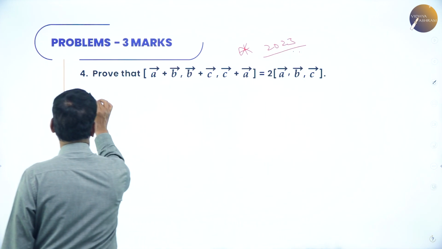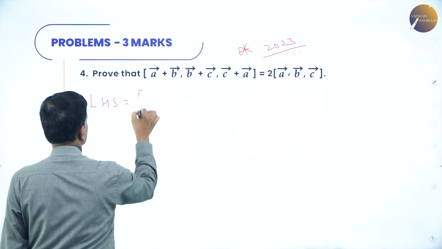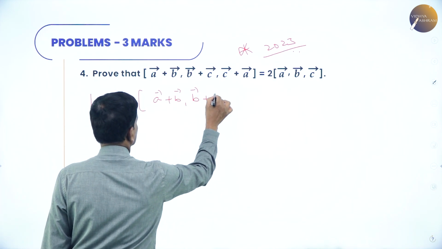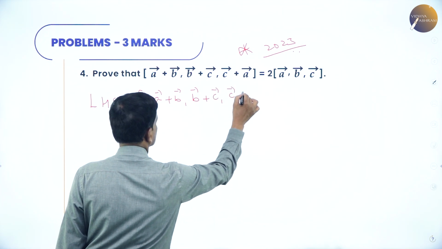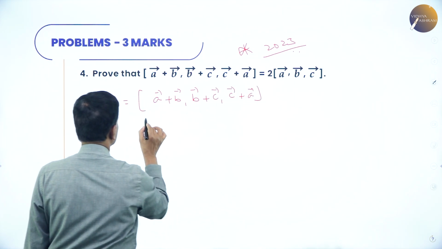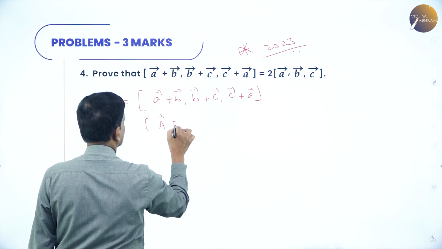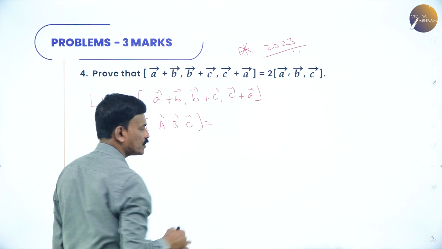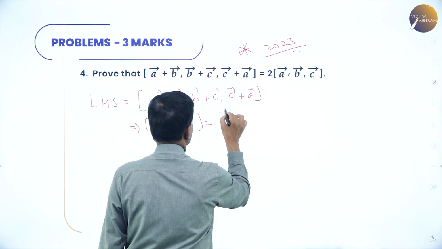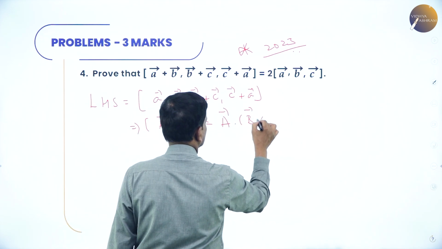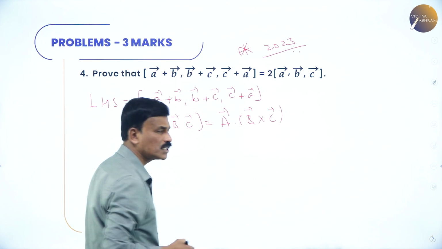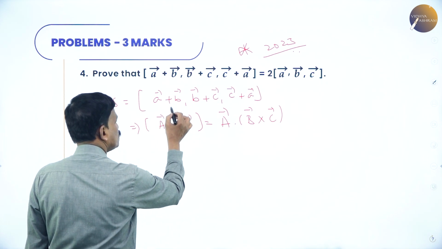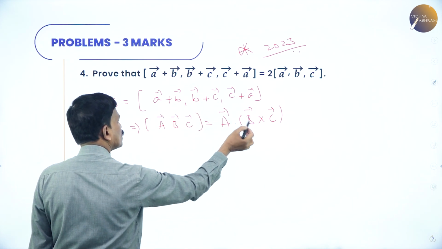Now, let us take LHS first. LHS: box product of vectors a plus b, b plus c, c plus a. Now, let us assume this as capital A, capital B, capital C. Now, you know what the box product for ABC is? It is nothing but A dot B cross C. Box product of vectors ABC is A dot B cross C. So, what is here? A is a plus b. B is b plus c. C is c plus a.